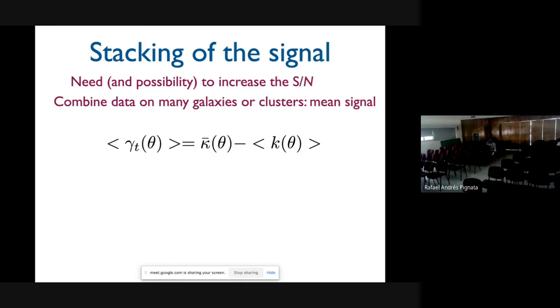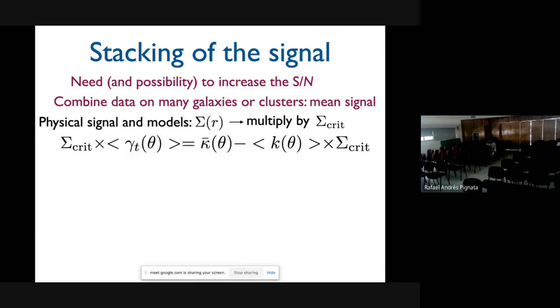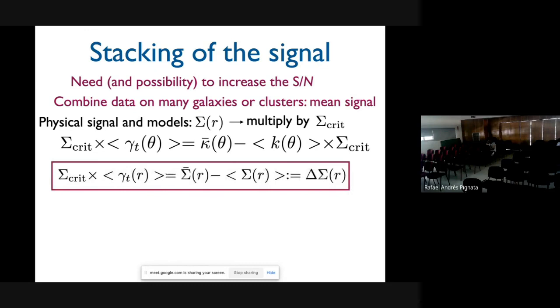So to combine different data on different galaxies, I want first to convert my kappa to a surface density. And to do this, I just multiply by the critical surface density. So I get something that is a mass density, okay? And so at the end, the critical surface mass density times the mean of the tangential shear is equal to what we call the surface density contrast, which is again a mean within a disk minus the mean in a circle. And this delta sigma is trivial to compute for the models.